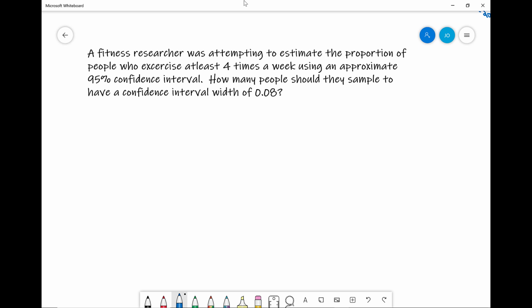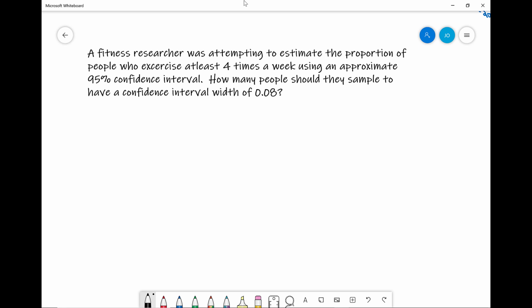So here's an example. We're looking at a fitness researcher who's attempting to estimate the proportion of people who exercise at least 4 times a week. And what they want to do is create an approximate 95% confidence interval. And their goal is to see, all right, how many people should they sample to have a confidence interval width of 0.08 or 8%. So here's what we need to think about.